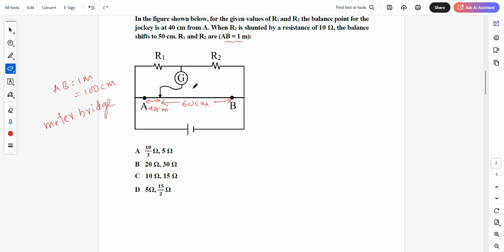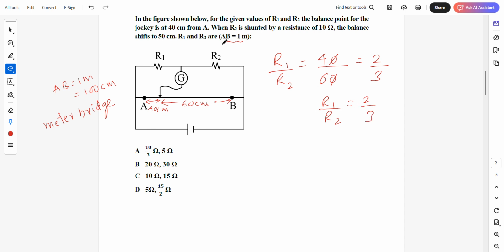Now use the concept of Wheatstone bridge. R1 by R2 is equal to 40 by 60. The zeros cancel, that is written as 2 by 3. So R1 by R2 is 2 by 3.